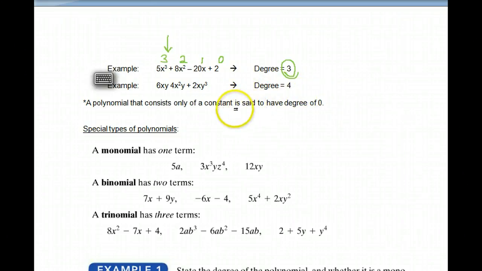The next example, we have to look at each individual term separately. And there should actually be a plus sign in between those two terms, so I apologize. So we look at 6xy. The x and the y both have exponents of 1, so you would add 1 and 1 to get 2. Then we have 4x squared y. So we want to add our 2 and the 1 that's associated with the y to get a 3.